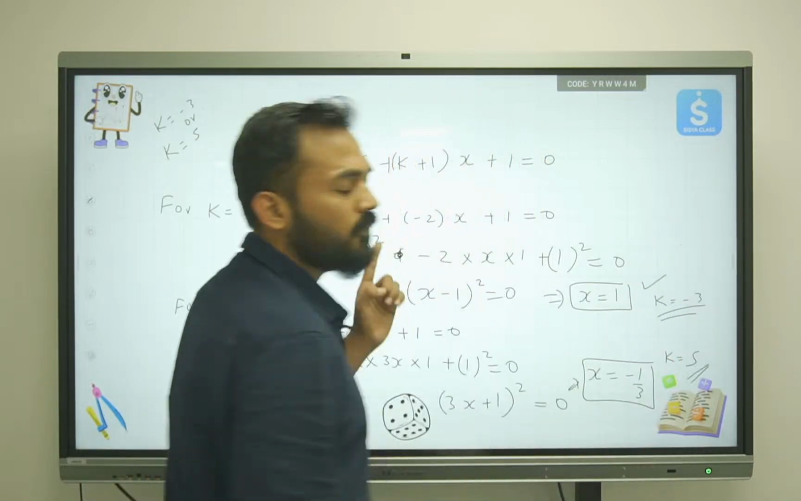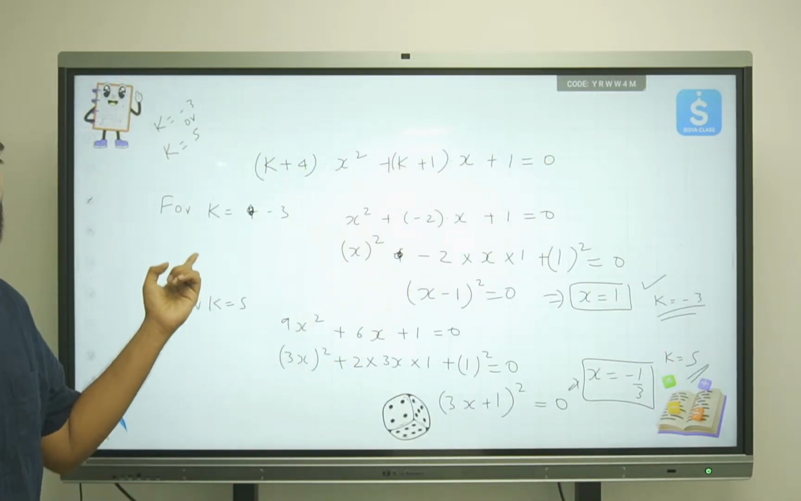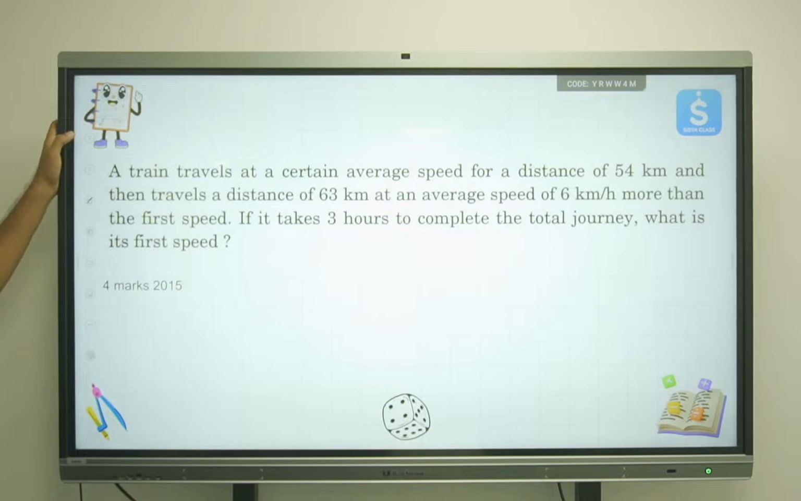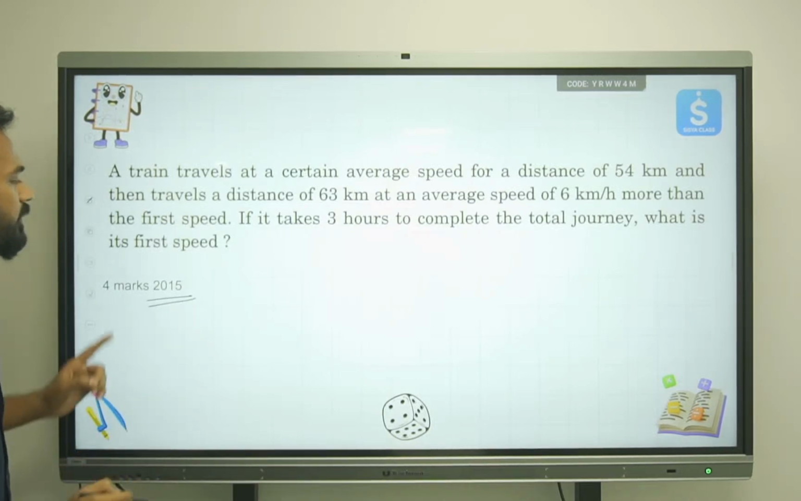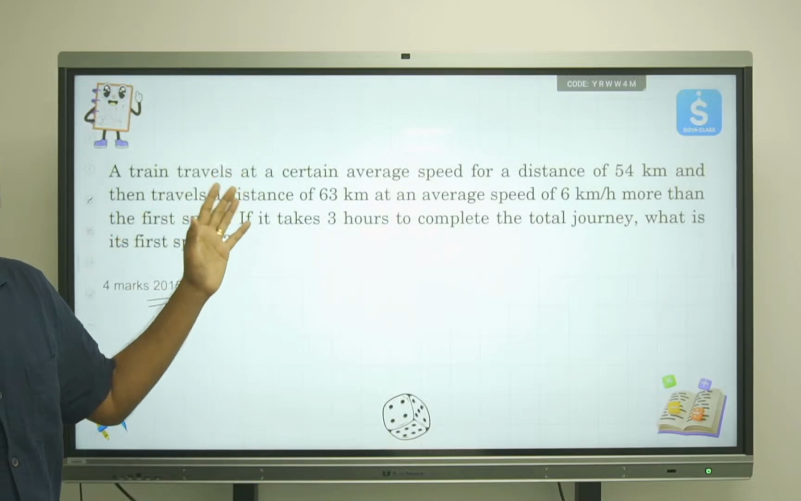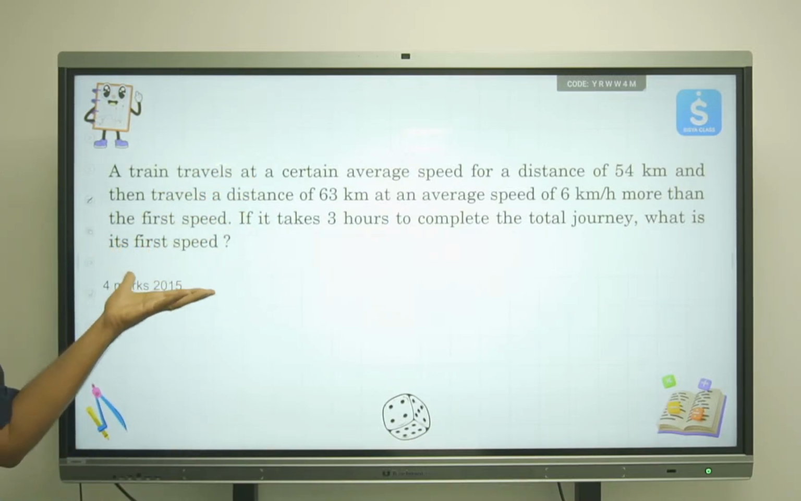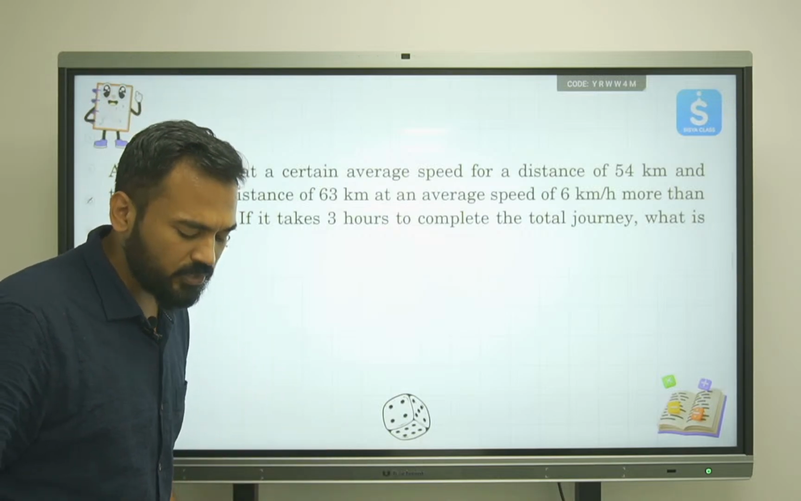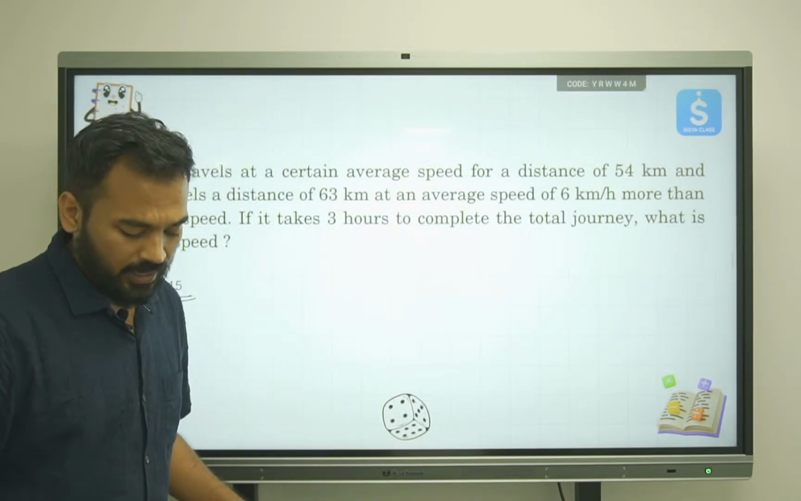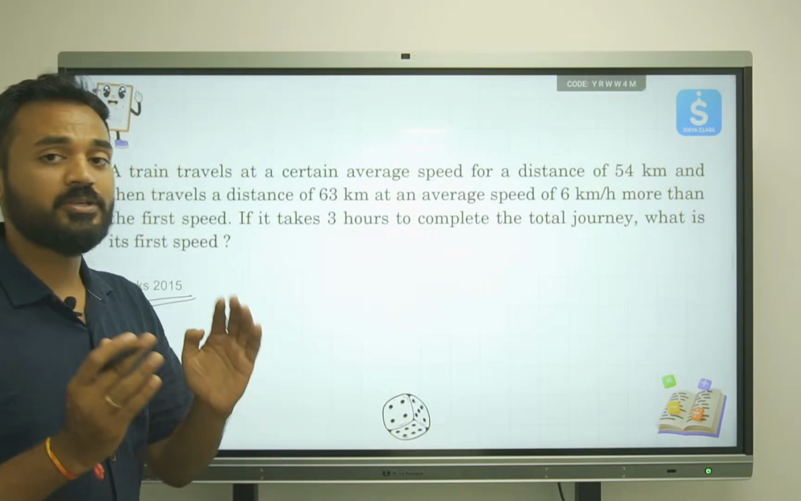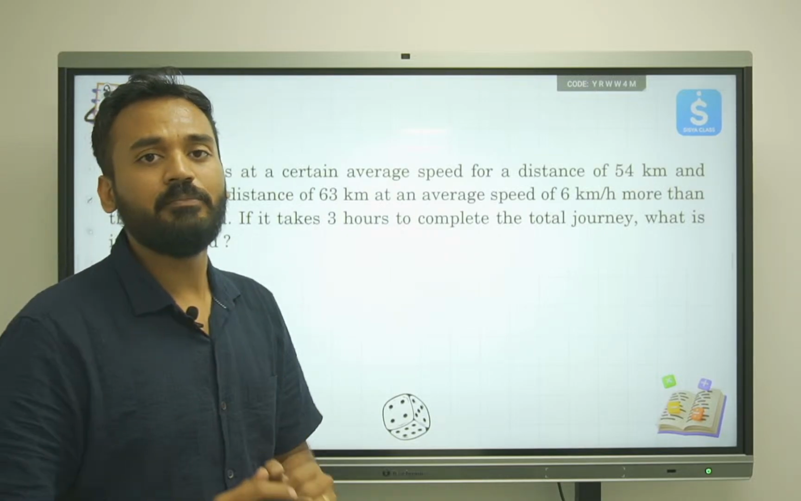So 2014 4 marks question we have seen from the quadratic polynomial. Now let's move ahead to 2015. In 2015, for 4 marks, there was a question asked, a train travels at a certain, this again is from quadratic equation only. When you try to solve this, we'll be developing a quadratic equation. So quadratic equation is very, very important, and it's an important part of algebra, and algebra in whole comprises 20 marks in your 10th board.